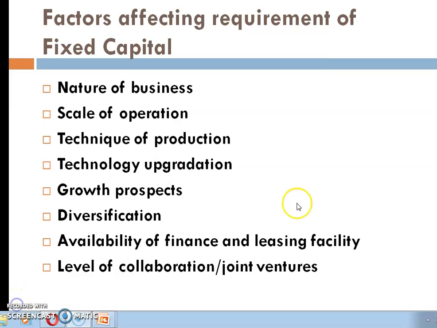Okay. Next is growth prospects. Now if a company has higher growth or expected growth, it would require higher investment in fixed assets, which in turn would require higher fixed capital, an increase in fixed capital. So the growth prospects also play a very important role.